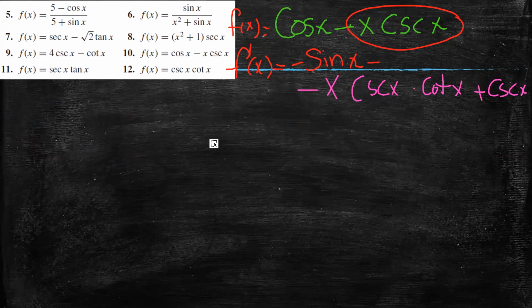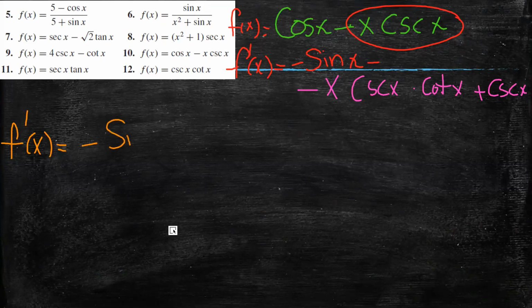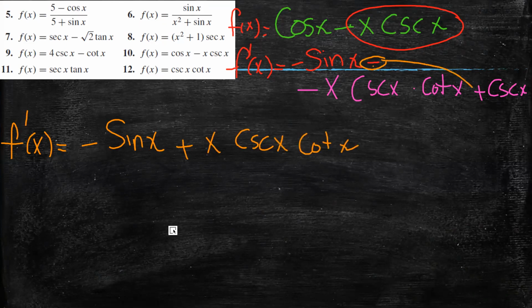So let's rewrite it here. So f prime of x is negative sine x. Then let's multiply the negative with this one. So it will be plus x cosecant x cotan x. Then multiply the negative sign with this positive. So it will be minus cosecant x. This will be the final answer. Is it clear?